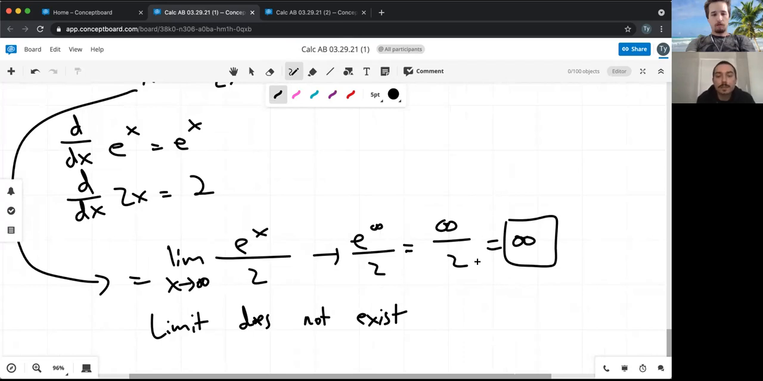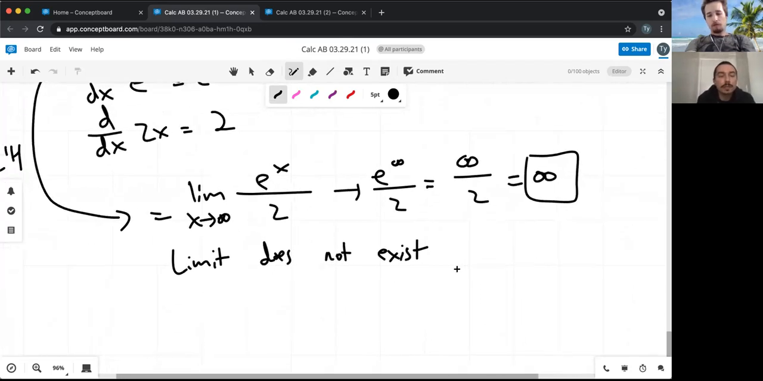Just semantics. We wouldn't say, or that's not the right word, we wouldn't say the limit is infinity. We would say the limit approaches infinity and that it does not exist because there is no limit. It just keeps going.